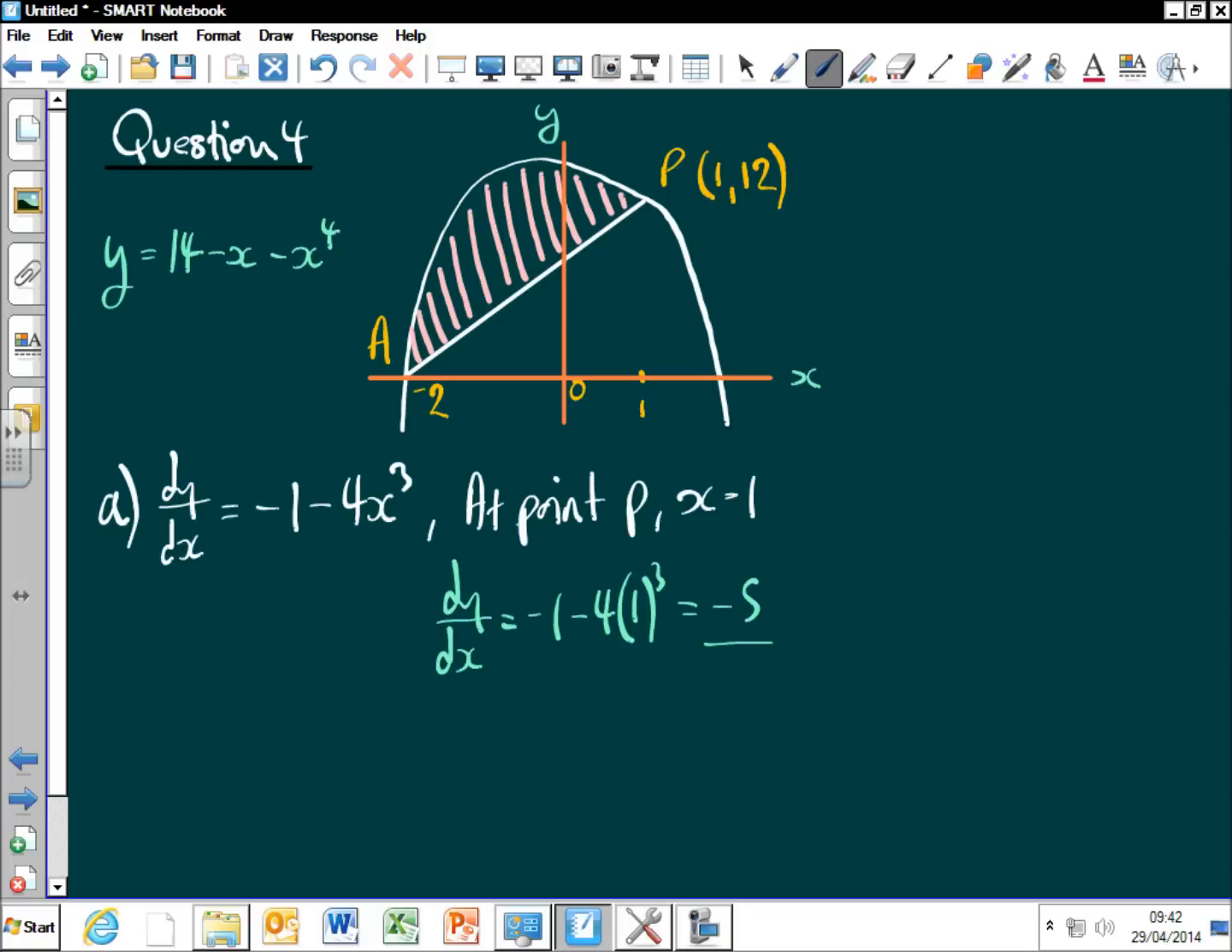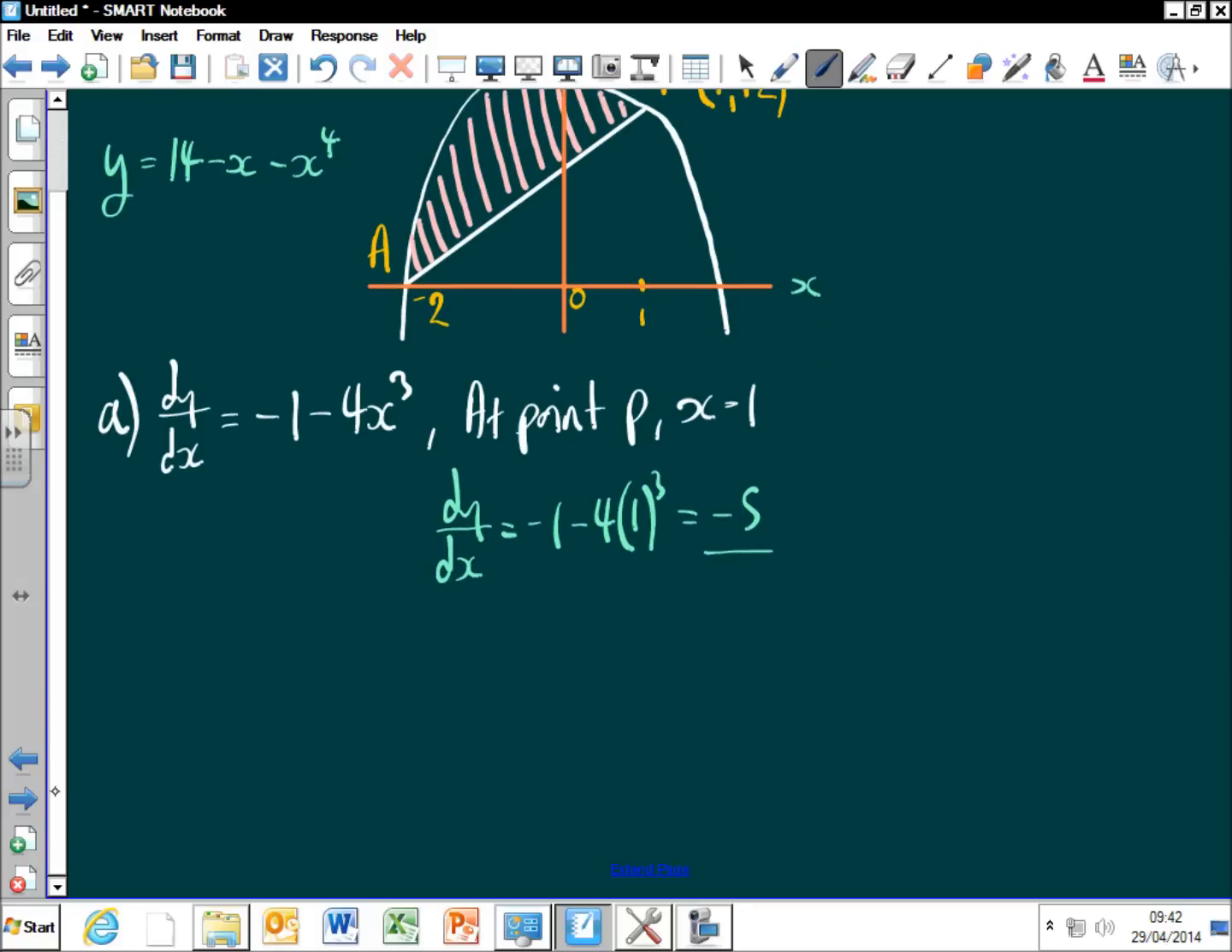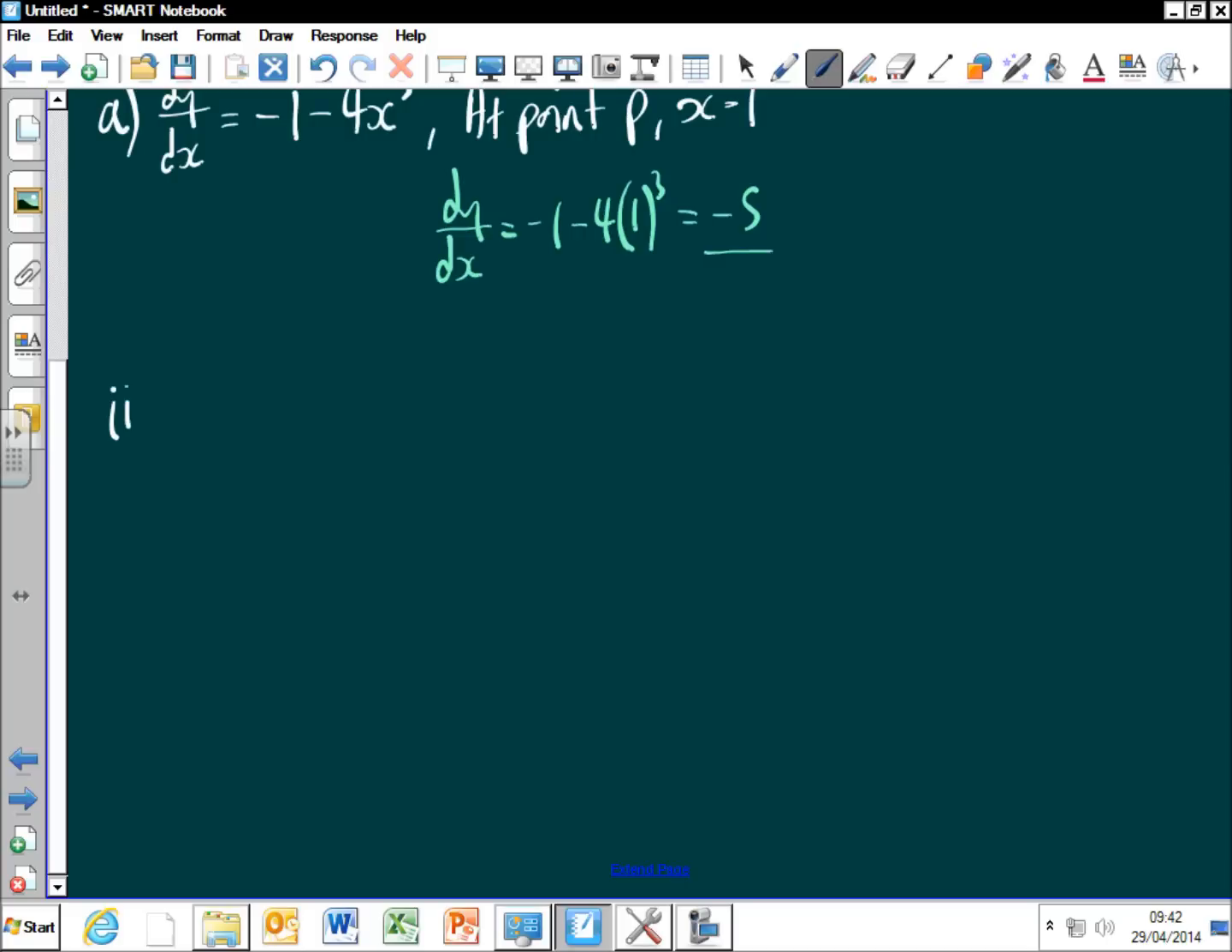It says, hence, find the equation of the tangent to the curve at point P. This is similar to the question we've just done. So part 2, hence find the equation of the tangent. Well, we have the gradient. The gradient is equal to -5. We also have a point that it goes through, because it goes through point P, and that's (1, 12).